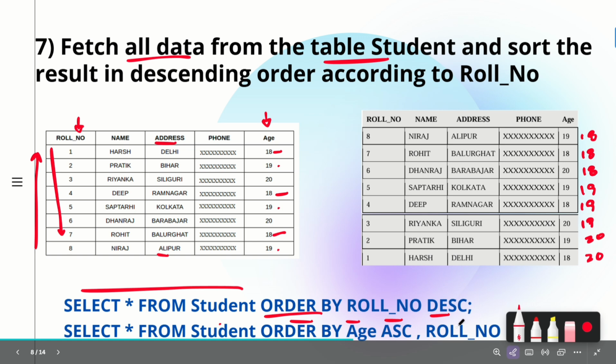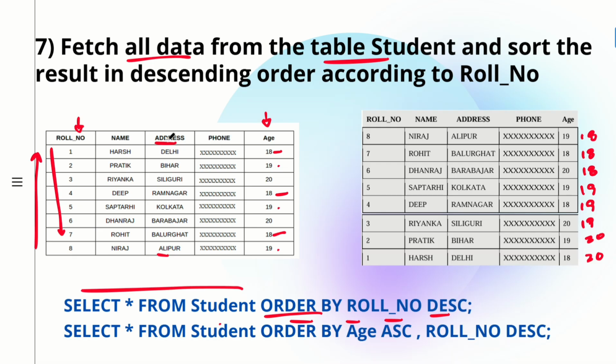But now there is one more order by, that is roll number descending. Age is fine, you have given ascending, but roll number should be descending. So how will roll numbers be descending? With 18, the roll numbers are 1, 4, and 7. The highest is 7, so you'll write 7, then 4, then 1. Next in 19, 2, 5, and 8 are there. The highest is 8, then 5, and then 2. With 20, the highest is 6 and then 3.